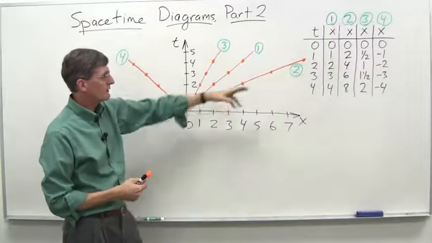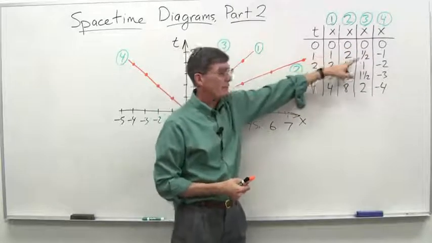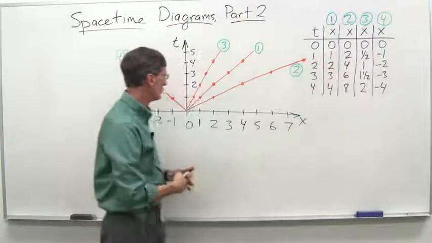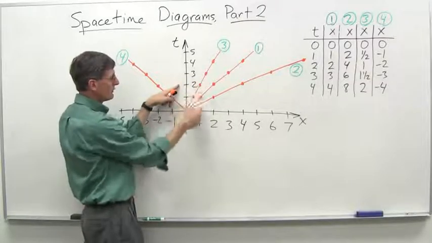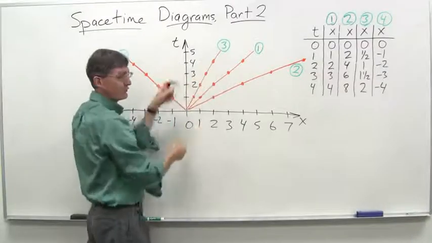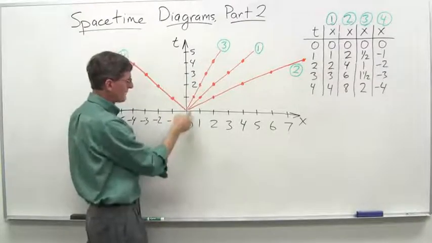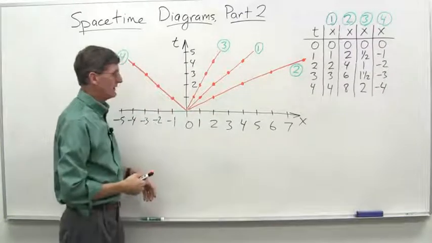Run number 3 goes at t equals 0, again starting at x equals 0. Then 1 half, 1, 1 and 1 half, and 2. So at t equals 1, it's at 1 half. At t equals 2, it's at 1. At t equals 3, it's at 1 and 1 half. At t equals 4, it's at 2. And we will assume that we have clocks in between here at every single point that we need.